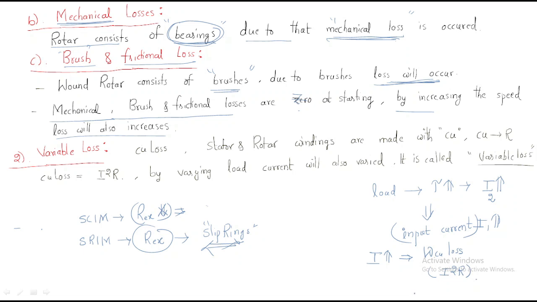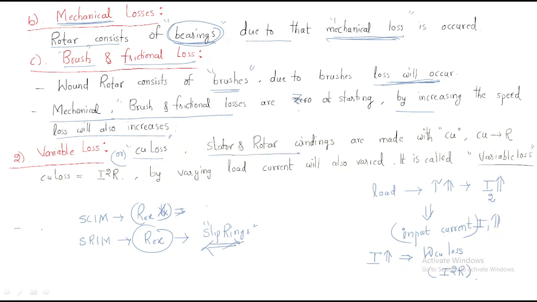That's why copper loss also increases here. So this is the phenomenon behind the variable loss. Okay, so copper loss, variable loss, another name is the copper loss.